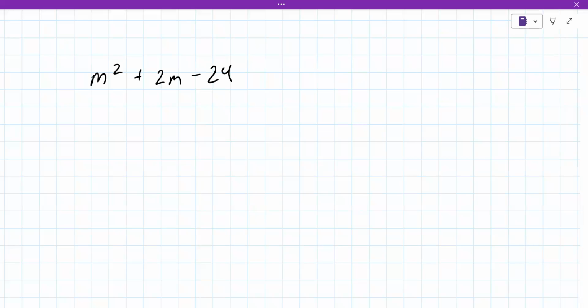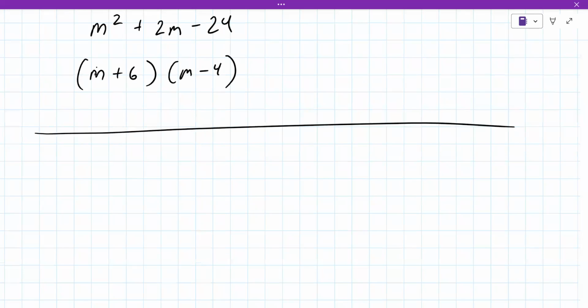Minus 22. Positive 24. X plus 6, x minus 4. M plus 6. We're switching up the letters. Oh yeah, m. A small little thing, but something to think about. Very good. Okay. So here is another one.